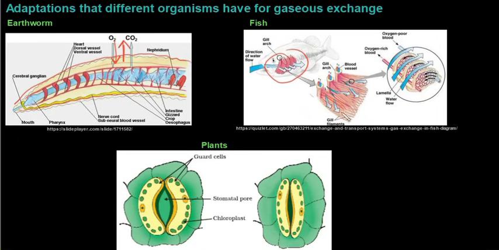That's why the gills are this pinkish reddish color, because there's a high blood supply in that area. So what happens is water moves in through the mouth and it gets pushed out through the gills, and that is where gaseous exchange will take place from the oxygen-rich water into the blood.